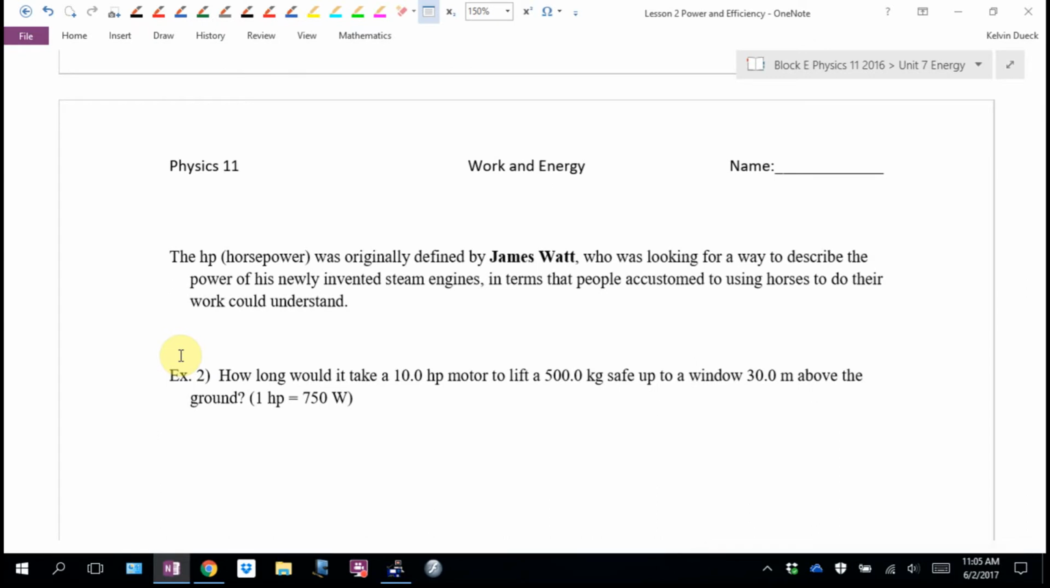He was an engineer around 1750-ish or so. He didn't invent the steam engine, he improved the steam engine. What he really was good at was selling. You see, he was going around to farms and he was trying to convince farmers to buy a steam engine to do work on the farm. And here was his brilliance. He invented the horsepower as a unit.